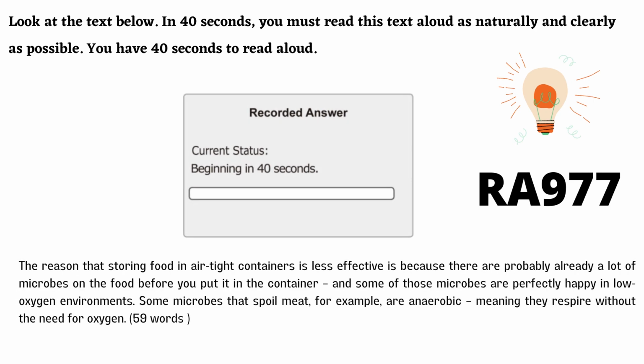The reason that storing food in airtight containers is less effective is because there are probably already a lot of microbes on the food before you put it in the container, and some of those microbes are perfectly happy in low-oxygen environments. Some microbes that spoil meat, for example, are anaerobic, meaning they respire without the need for oxygen.